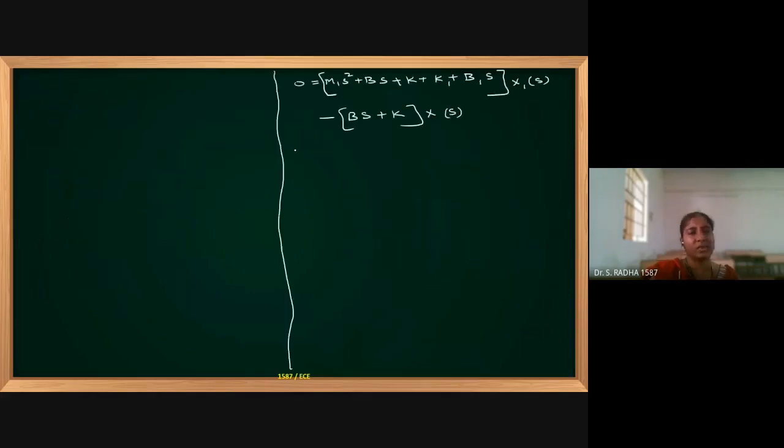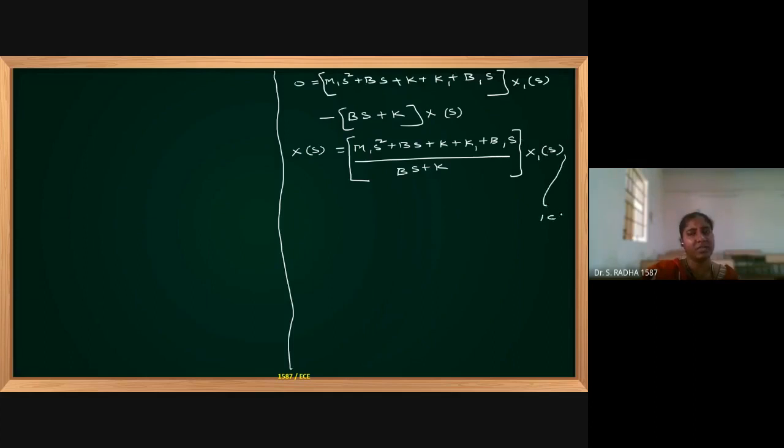If I make x of s the subject, what will happen? On the right side, the second term I will take to LHS. Then what will happen if I make x of s common? I will have m1 s square plus bs plus k plus k1 plus b1 s divided by bs plus k, this whole thing into x1 of s. Just I am rearranging the previous equation. I will give it as equation 1c.